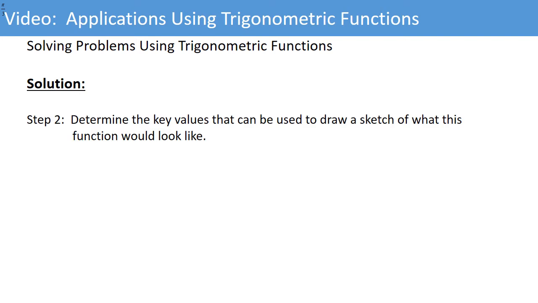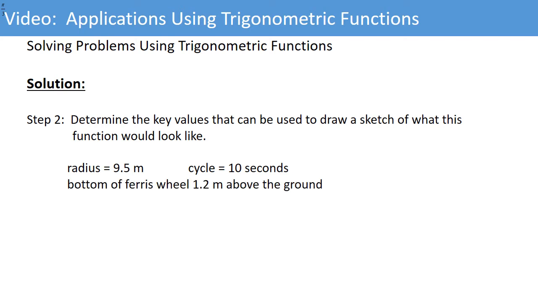Now, determine the key values that can be used to draw a sketch of what this function would look like. The radius is 9.5 meters. The cycle is 10 seconds. The bottom of the Ferris wheel is 1.2 meters above the ground. The rider starts at the bottom of the Ferris wheel.